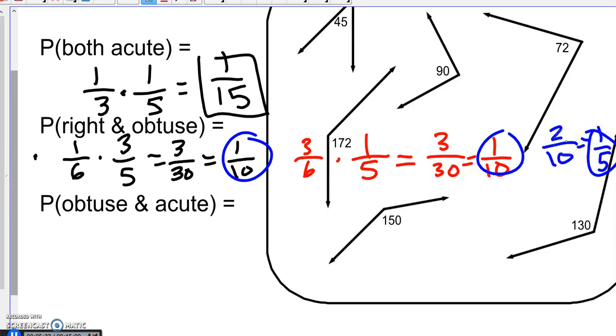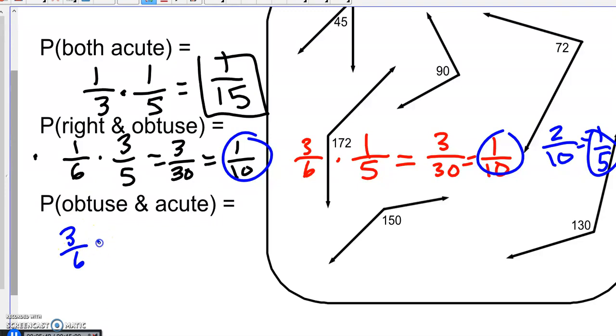Okay. And this last one is similar. So we want to know the probability of obtuse and acute. So we could pick obtuse then acute or acute then obtuse. So we got to find both of those probabilities. Let's do obtuse then acute first.